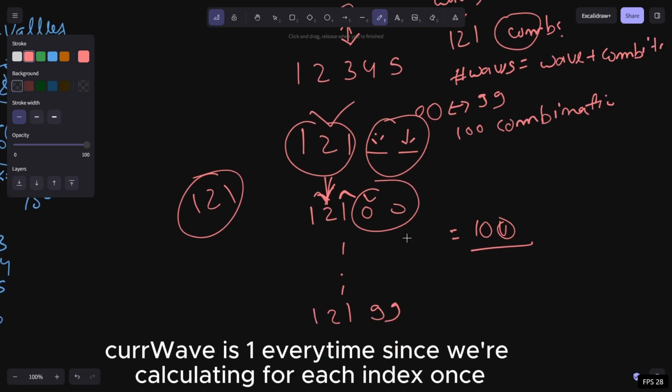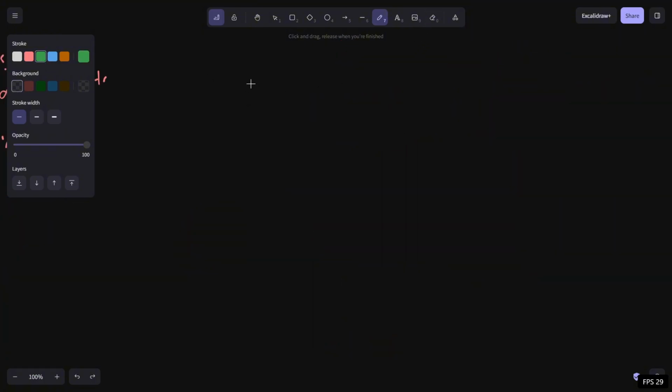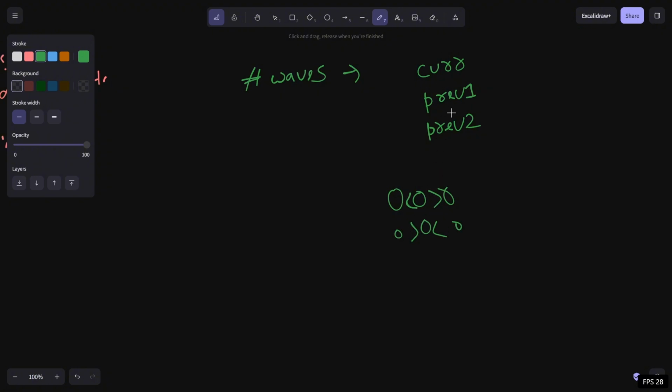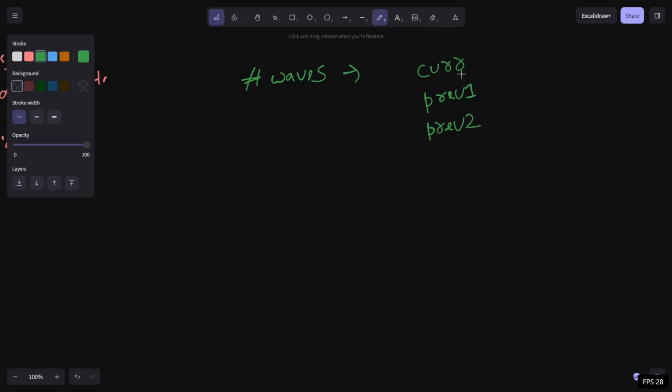To calculate the number of waves, we have to track the current number, then the previous number, and then the second previous number, because to calculate the number of waves we need at least three numbers to compare and decide whether it is a peak or valley. So at the current digit we compare with the previous and the second previous, and while calculating we start from 000 and move forward.